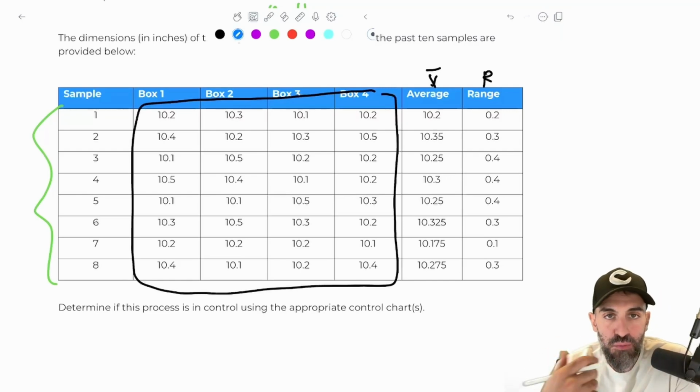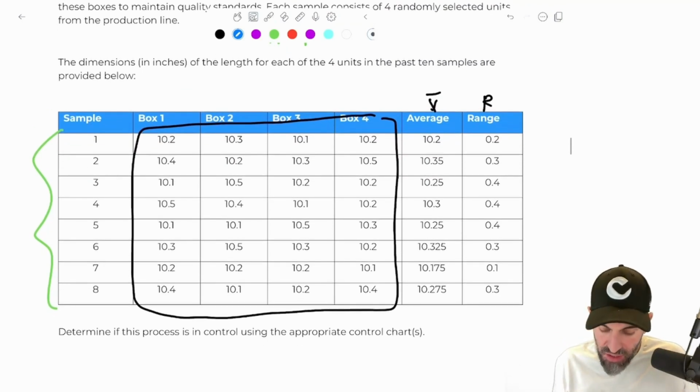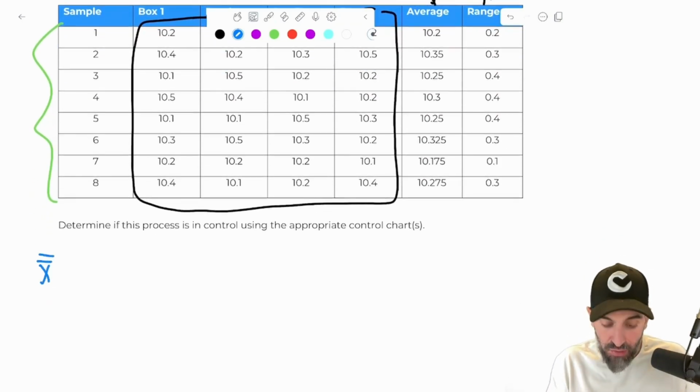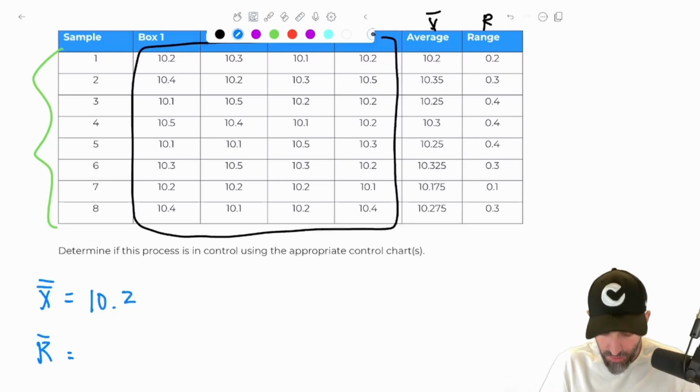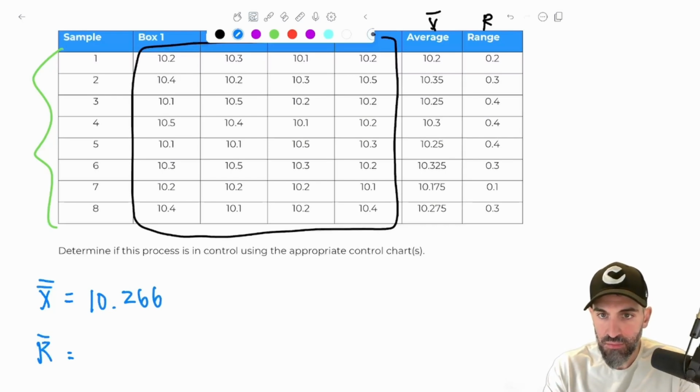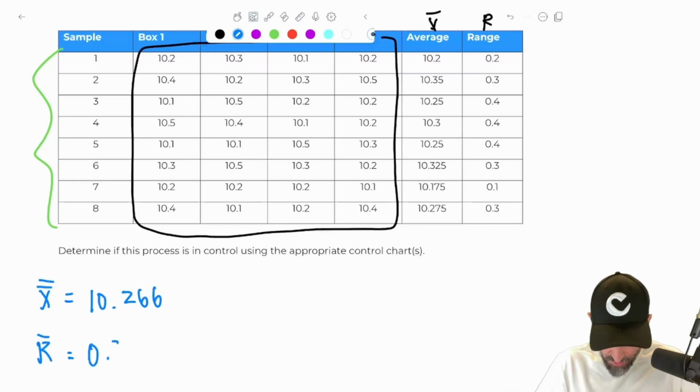Now, we want to measure if this process is in control. It's a quantitative thing because we're looking at inches, we're looking at a quantity. So we need Xbar-R, which is the average of the averages. We need R-bar, which is the average of the ranges. So let's start there. So right now I'm adding up all my averages. Okay, I get 10.266. And then for the R bar, I get 0.3.